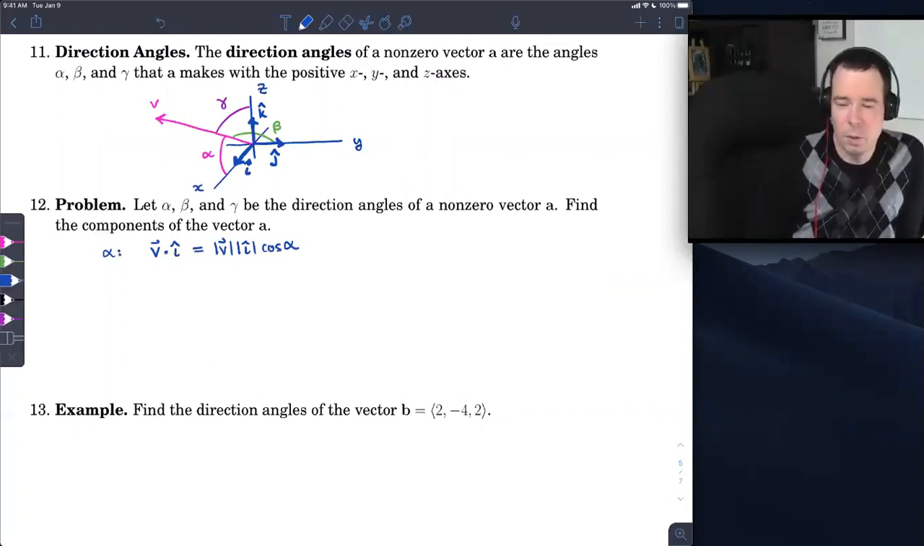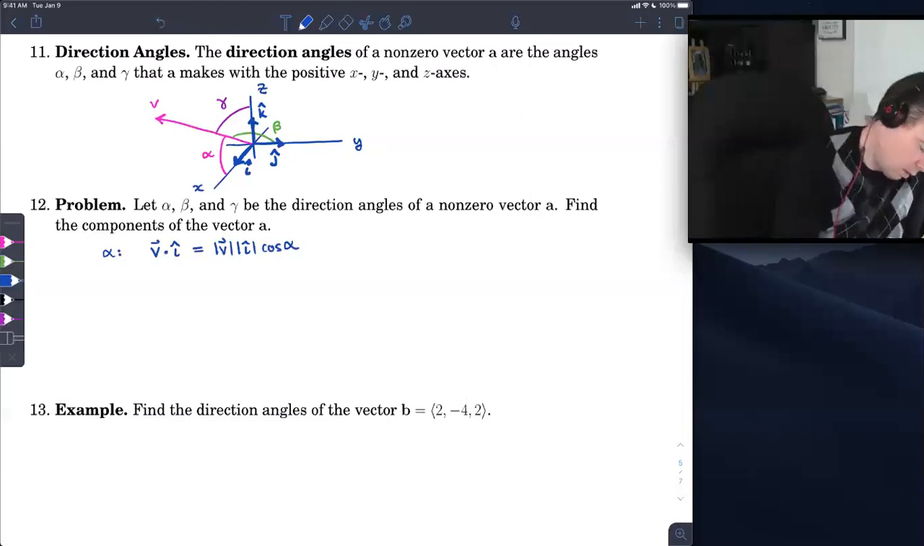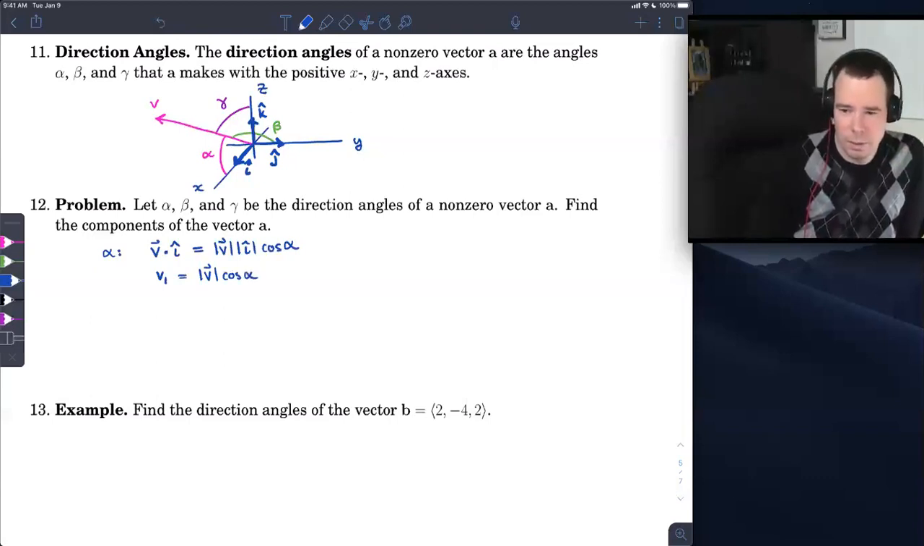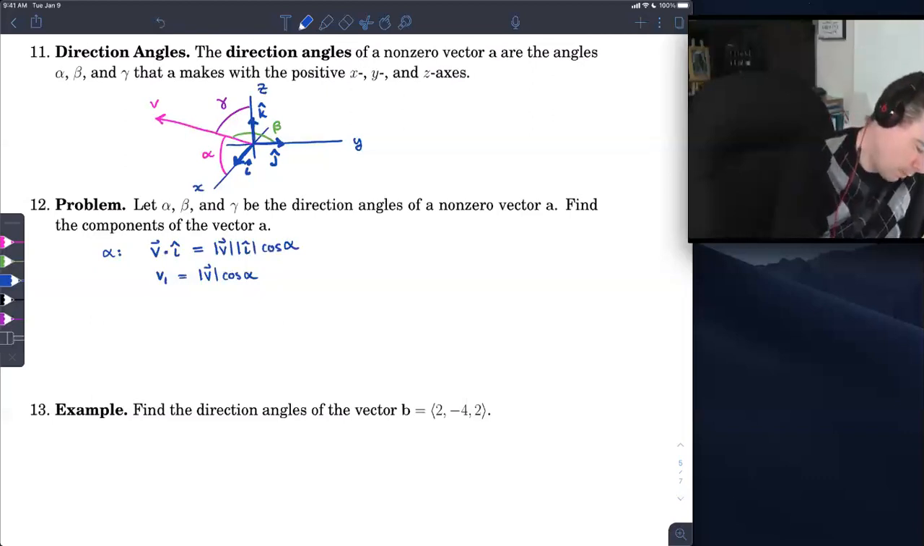So that's how alpha determines the direction of our vector v, or at least part of the direction of our vector v. In particular, what is this going to do? Well, v dot i hat is just going to strip off the first component of v, and the magnitude of i hat is 1. So we get that the magnitude of v times cosine of alpha gives me the first component of our vector v.